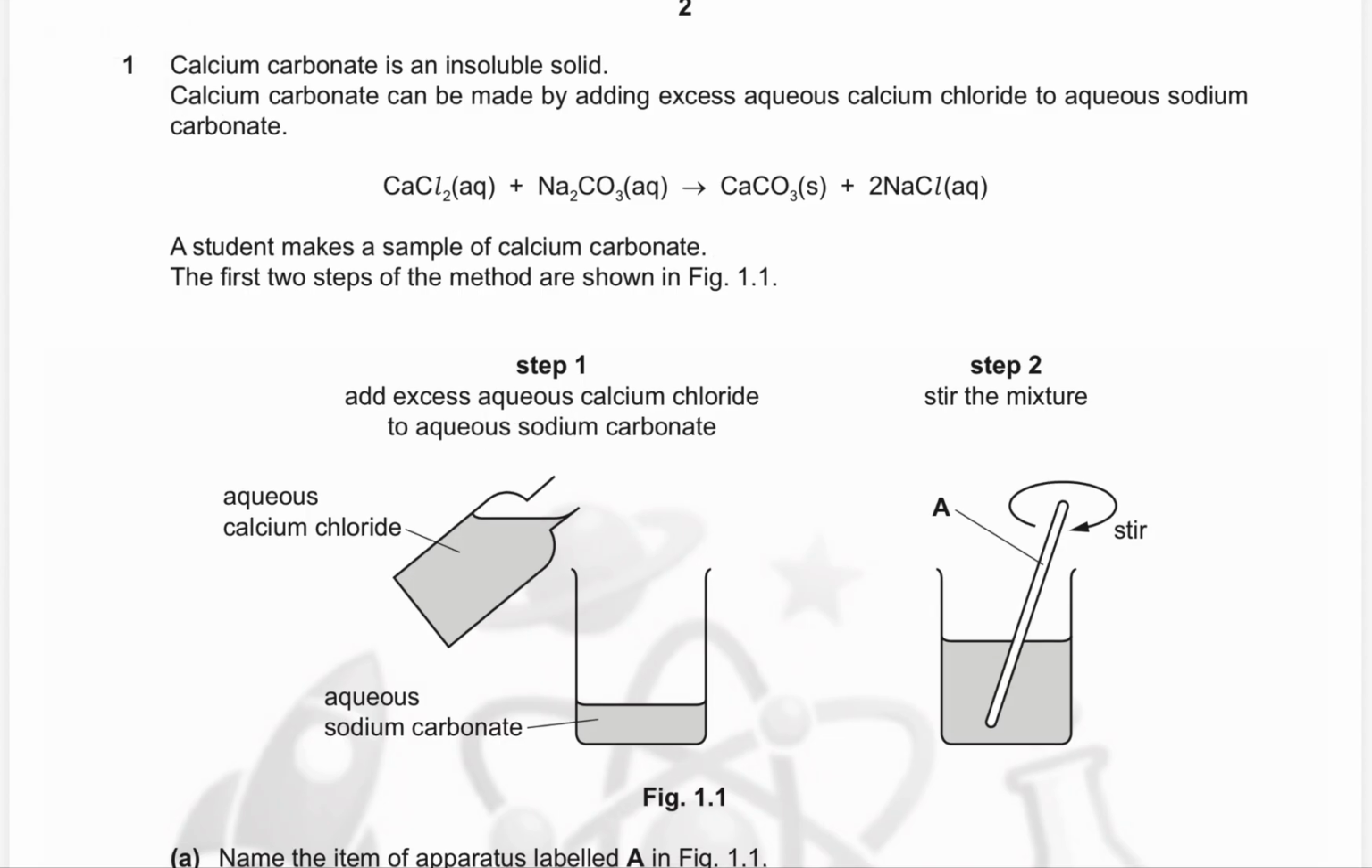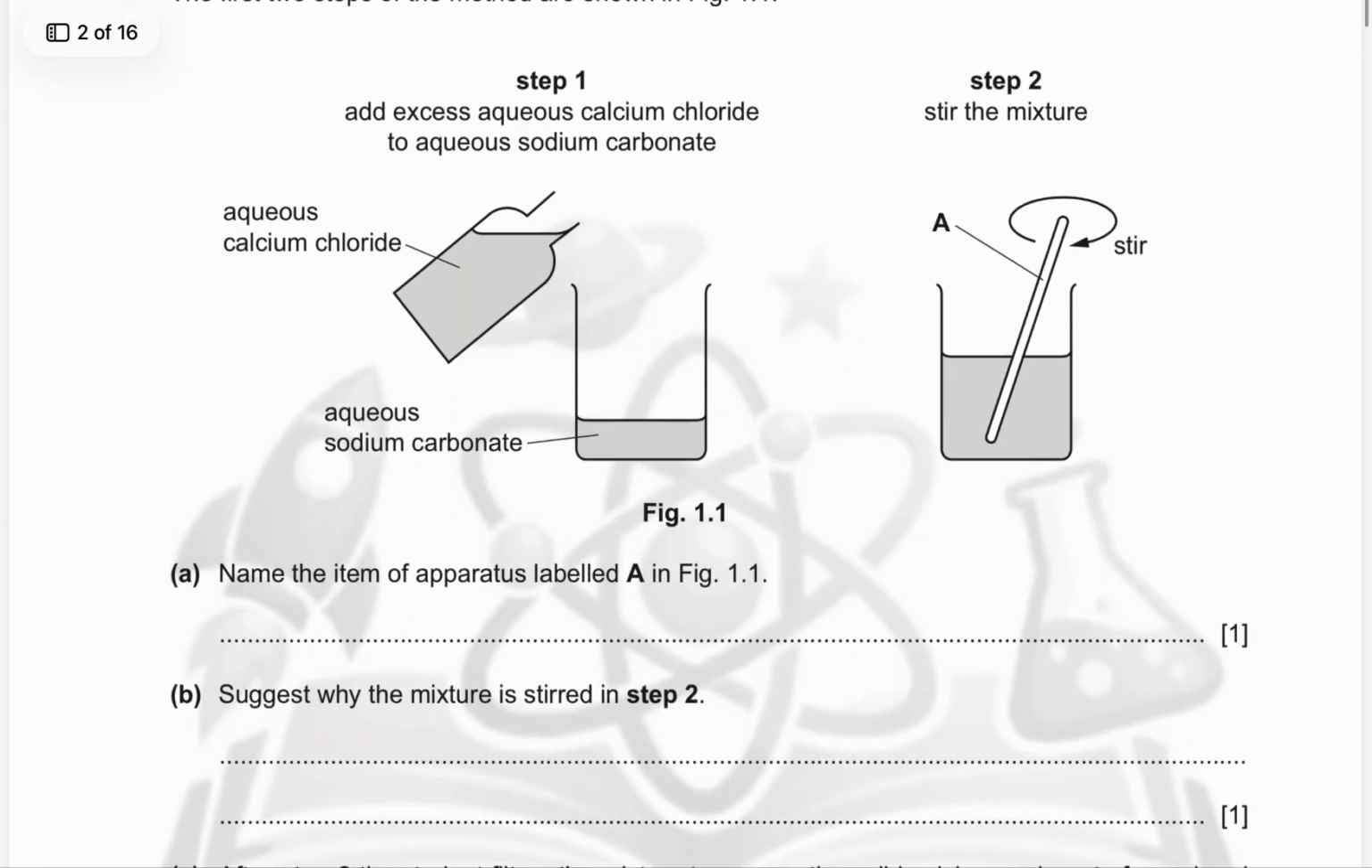Calcium carbonate is an insoluble solid. Calcium carbonate can be made by adding excess aqueous calcium chloride to aqueous sodium carbonate. They have also given us the chemical equation. A student makes a sample of calcium carbonate. The first two steps of the method are shown. So they have given a diagrammatic representation of how they are adding both the compounds together. Okay, and in step 2 they are mixing it.